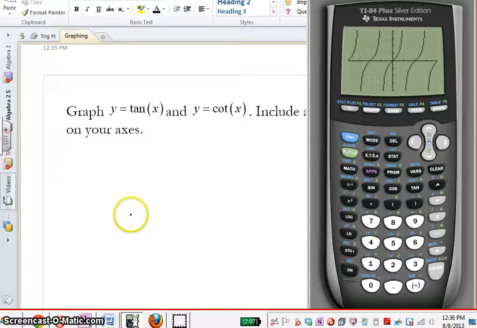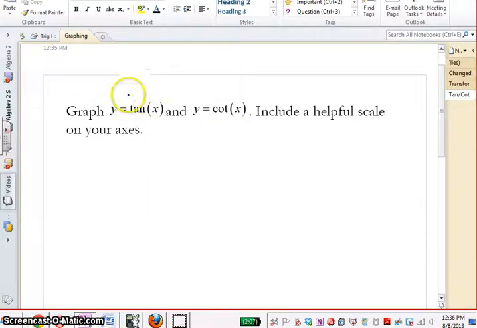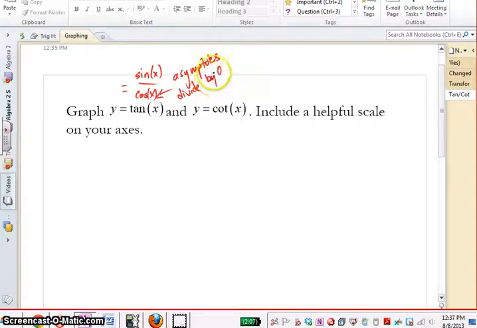We need to know why the asymptotes occur with tangent and cotangent to understand what the graphs will look like. So the first thing we want to do is look at the fact that tangent is sine over cosine, and think about why there would be an asymptote. Well, we usually get asymptotes when we divide by 0. So when do we divide by 0 if cosine is the denominator? Well, cosine will have a value of 0 whenever we have an x-coordinate of 0 on the unit circle, which happens at pi over 2, 3 pi over 2, and so forth.